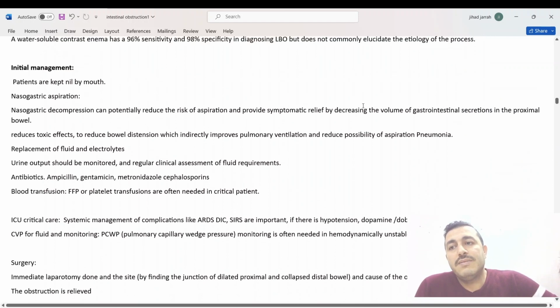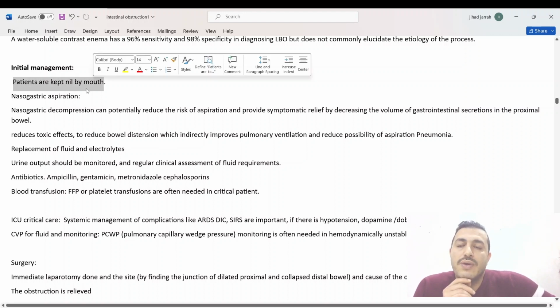Okay, the initial management for a patient with intestinal obstruction. The common procedure that we have to do for intestinal obstruction, whatever the site or the classification or the type, is to put the patient nil by mouth.